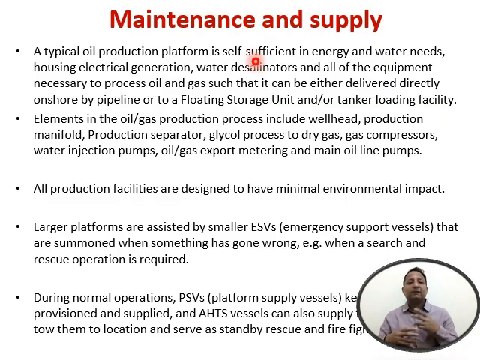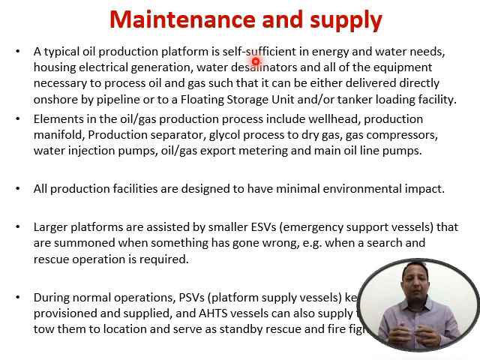Then the maintenance and supply. If you see, the typical offshore production platform is self-sufficient in energy and water needs, with electrical power generation and water desalinators. All of the equipment necessary to process the oil and so on is also installed there. They have their own DG, they have their own living arrangement. The water has been provided, and there's a plant there to convert the seawater into potable water. So the oil and gas platform has its own inbuilt system already there.